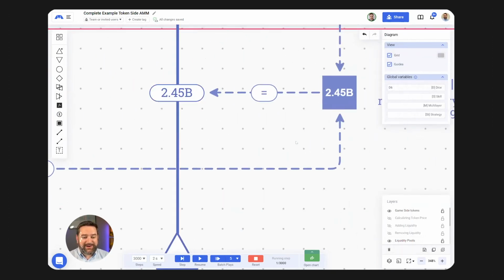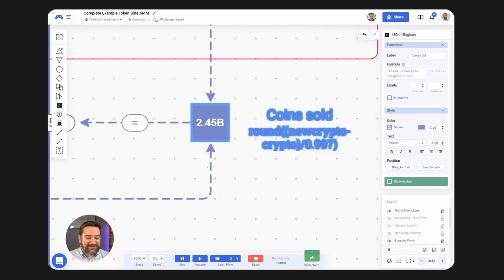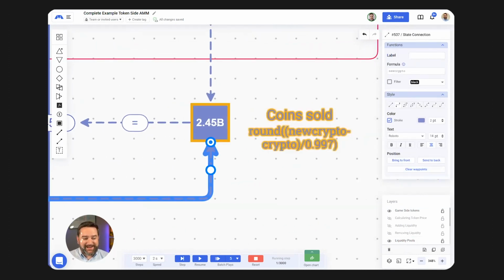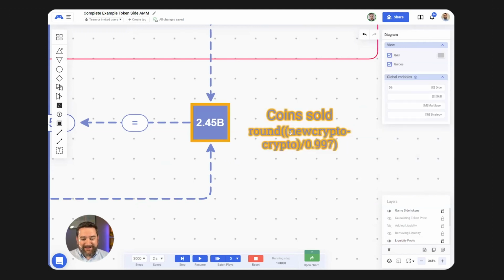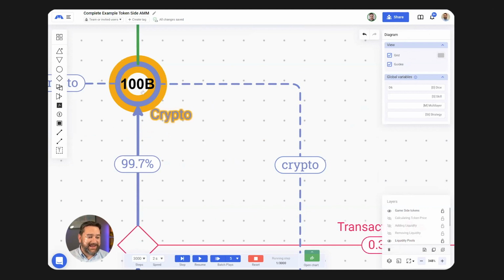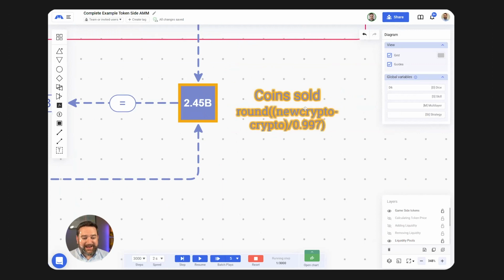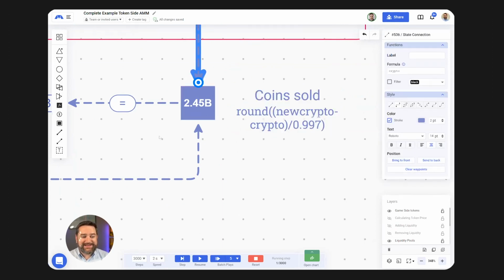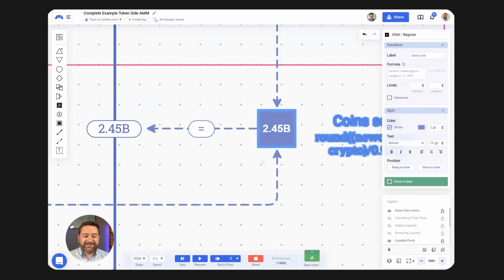And our new crypto number, I'm then bringing over to here through this state connection. And I'm saying, okay, I'm going to take my new crypto number and subtract from this the existing crypto number. So I'm taking how many crypto we have in our pool, and taking our new crypto number minus what we have in there at the moment. This is giving us a balance, in this case, 2.5 billion. And I'll explain why that's such a big number in a moment.